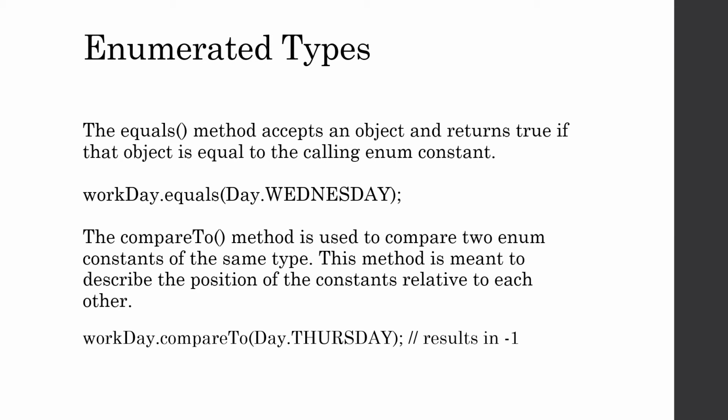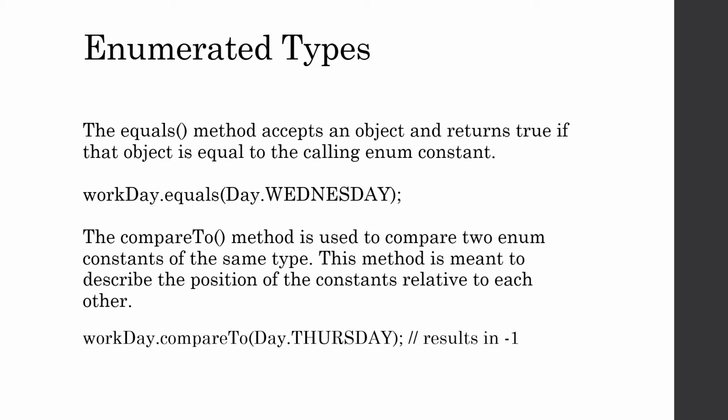Additionally, we also have an equals and a compareTo method. These are not terribly different from the equals and compareTo methods of, let's say, the string class, for example. So the equals method is going to accept an object and then return true if that object is equal to the calling enum constant.